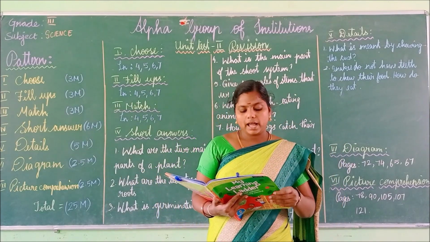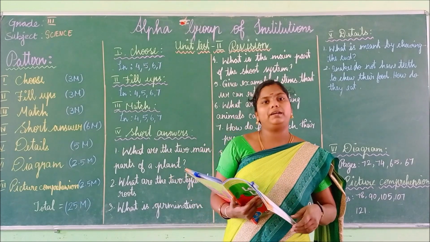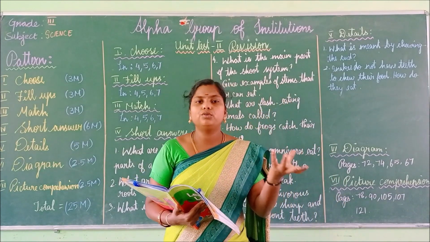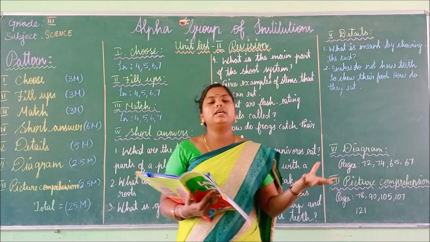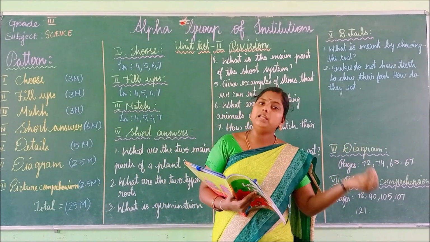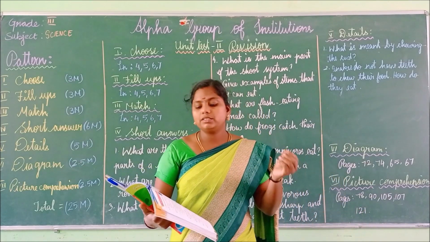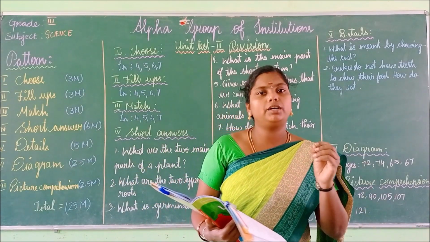Fourth one, dash is the most colorful part of a plant. So when you say it is very beautiful, it is colorful, what do you say in the plant? Yes, of course, we all will say this flower is so beautiful and colorful. So flower is the most colorful part of a plant.